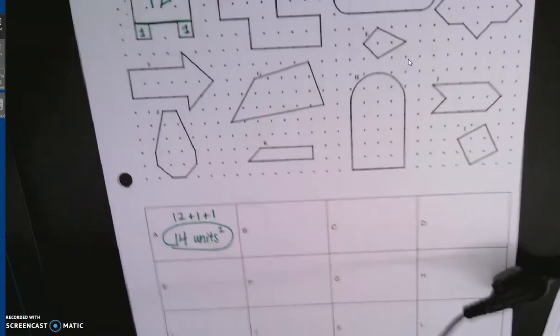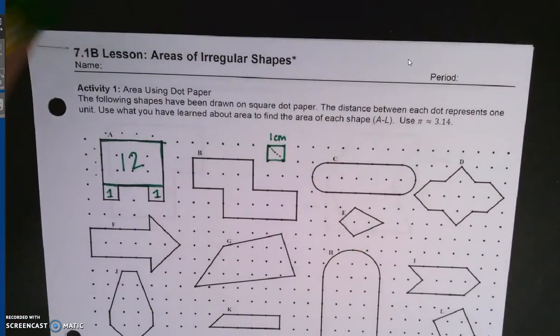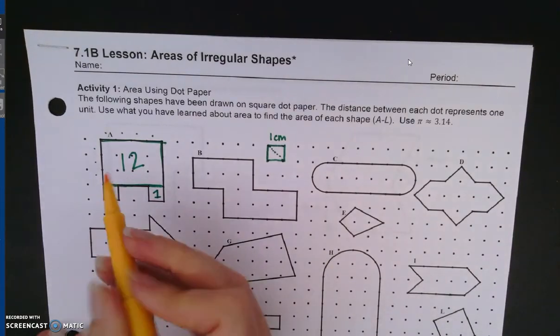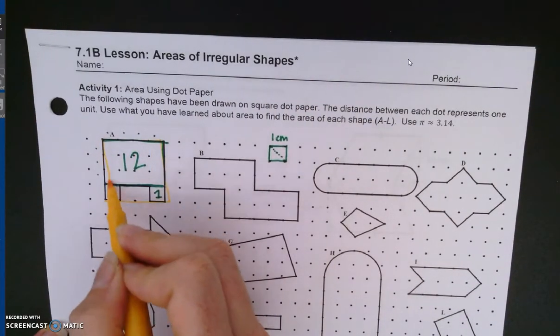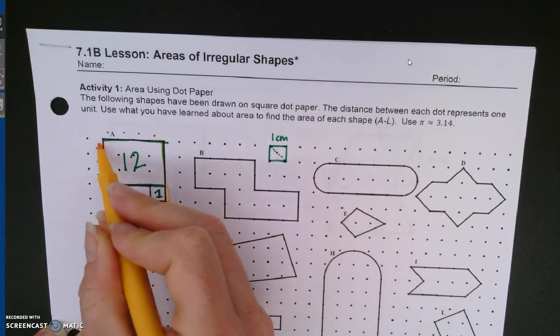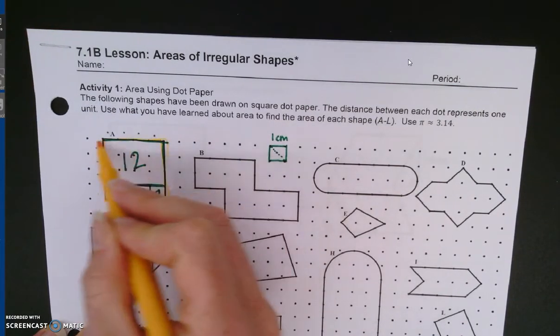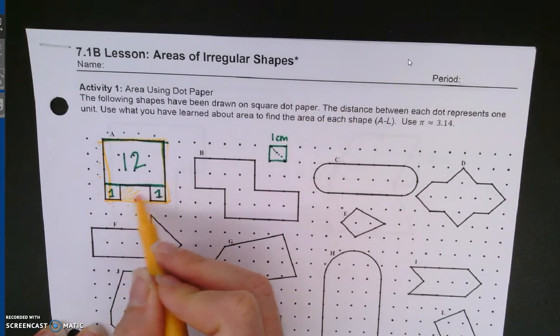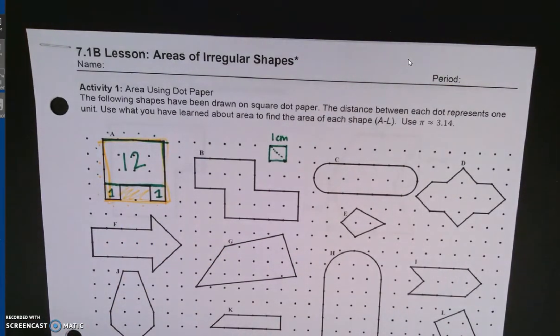Another way you could have thought about A is finding the area of the large 1, 2, 3, 4 by 1, 2, 3, 4 square, and subtract this little rectangle, and you'll end up with the same answer. Let's do one more that has some funnier shapes in them.